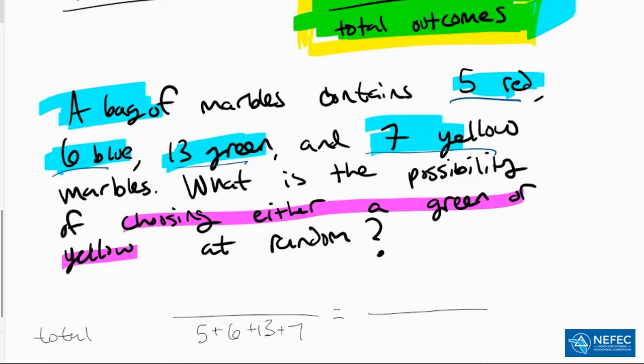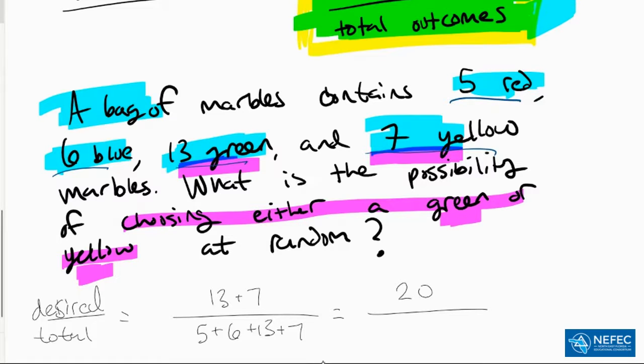And then what's the desired outcome? We're looking for, again, either green or yellow. So where's our green and yellow? We have 13 green and 7 yellow, so we'll do the 13 green plus the 7 yellow. Again, desired over the total. So we have 20 over, let's see, we just did this: 5 and 6 is 11, so 20 and 11 makes 31.